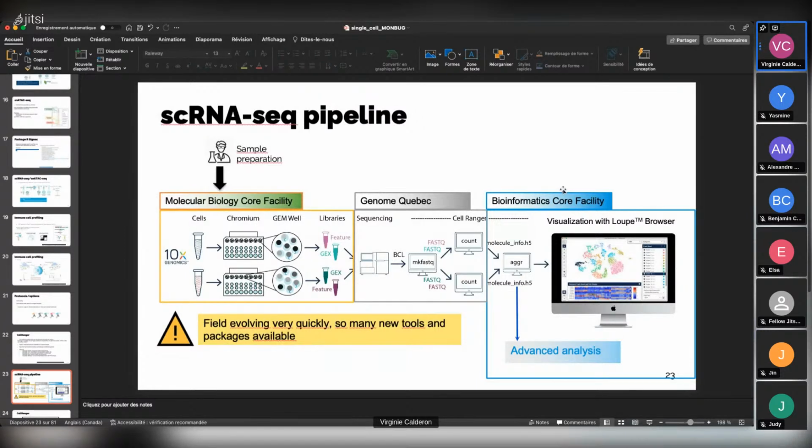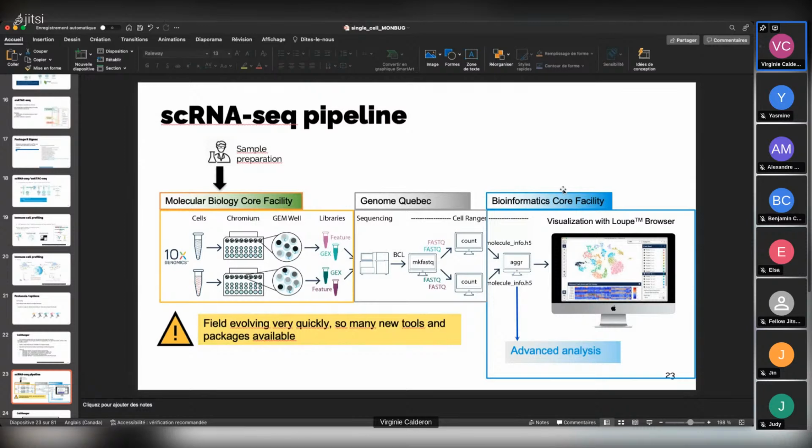So this is an overview of the pipeline. You need someone to prepare the samples. I advise using a molecular biology facility to process the samples, or to be trained by 10x if you want to use the Chromium. Then the sequencing can be done wherever you want. And then you can use services or do the analysis by yourself.